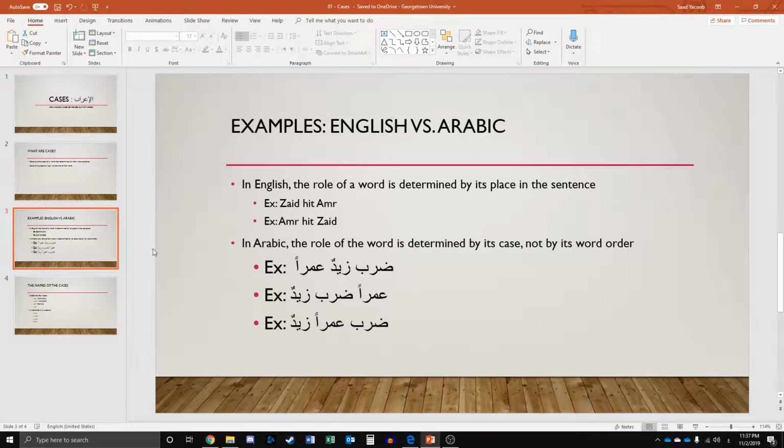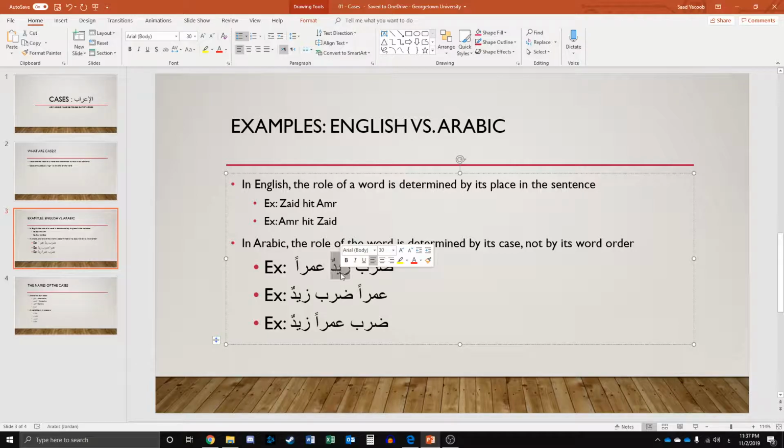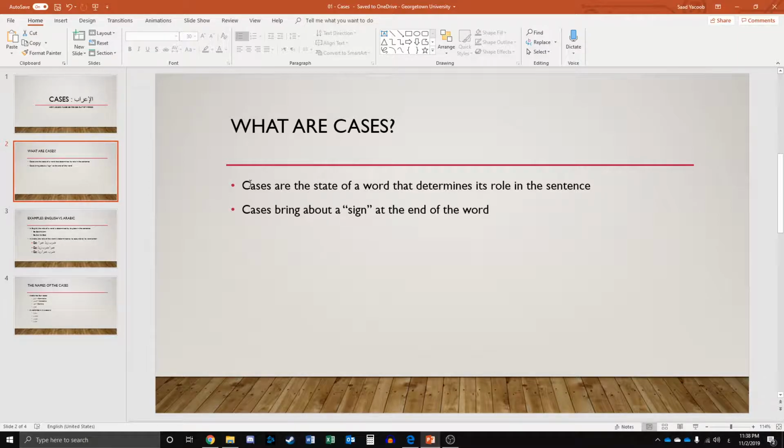So here we can see ضرب, normal verb. زيد, Zayd is in the rafa' state. So Zayd is marfu'. And Amran, Amr is in the nasb state. So Amr is mansub. Alright, so just to review, what are cases? They are the state of the word that determines its role in the sentence. And we know that a word is in that case by the sign at the end of the word.